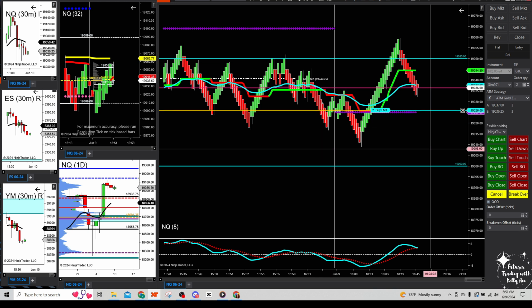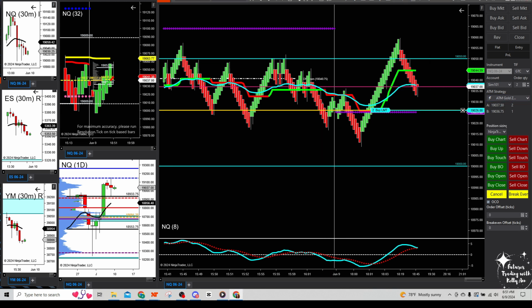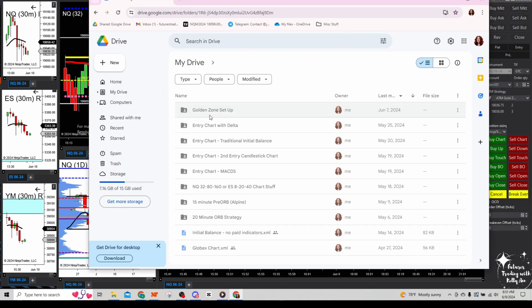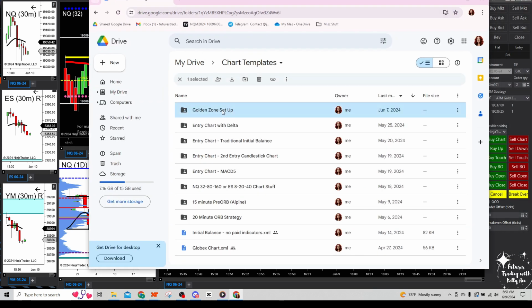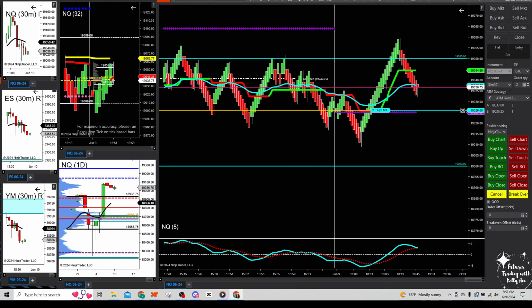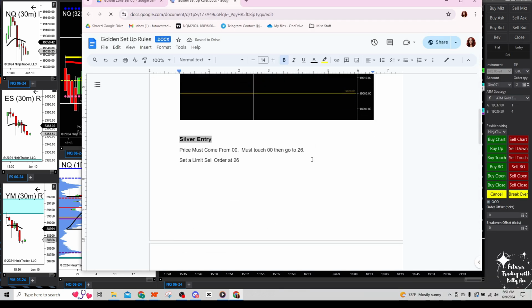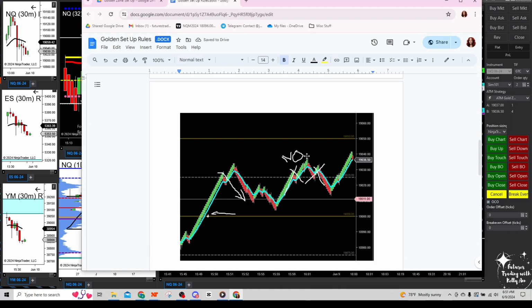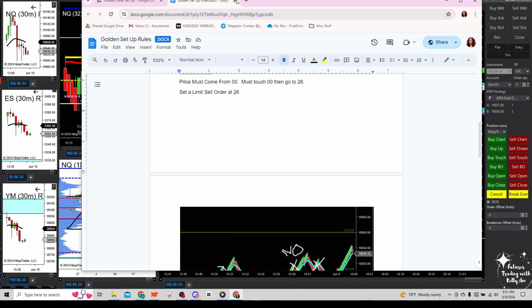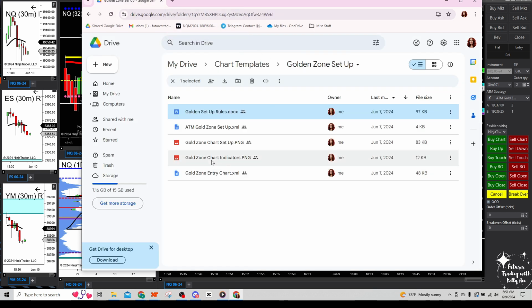Same ATM system. So I have created, in the Google Drive here, we've got chart templates. I have created the golden zone setup. So the golden zone is the long off the 26, and then we have the silver zone, which is the short off the 26. Here are the rules for you. I broke it out and put some pictures here. It is super simple, and I feel like because it's so simple, people are like, I don't understand.